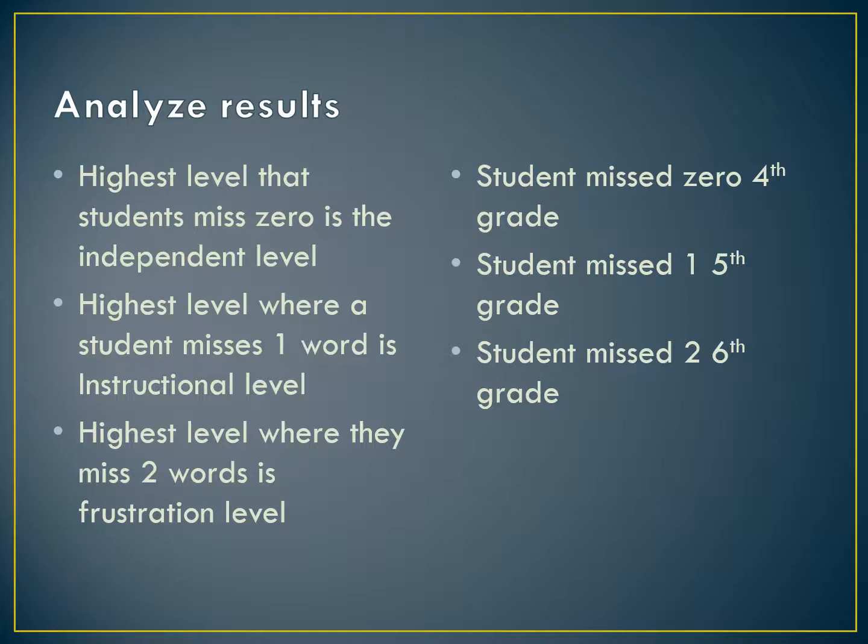So let's say a student missed 0 words on a 4th grade level. That's going to be their independent level. A student missed 1 word on a 5th grade level. That's going to be their instructional level. And a student misses 2 words on a 6th grade level. That's going to be their frustration level. So you would want to administer instruction on a 5th grade level with this student.